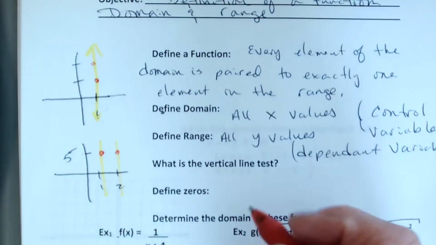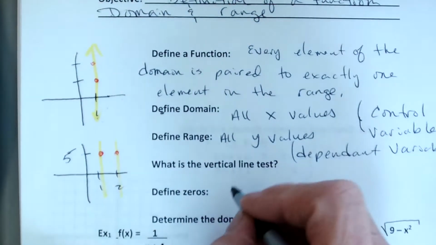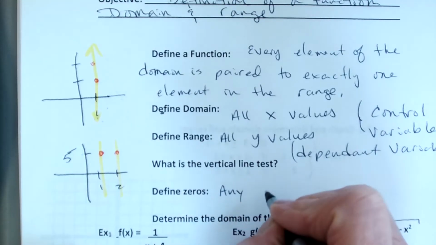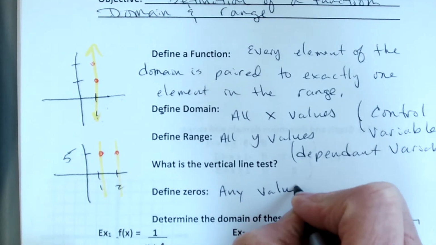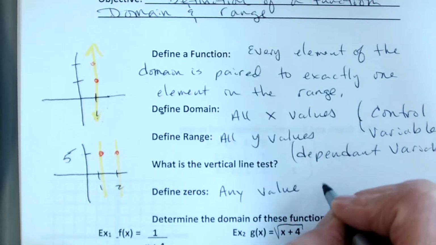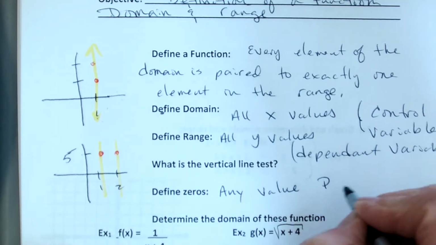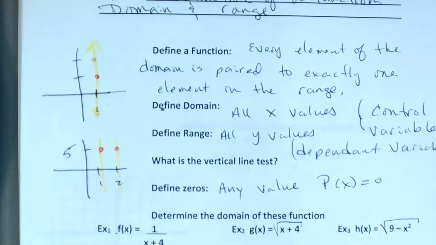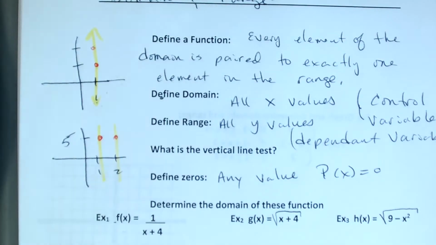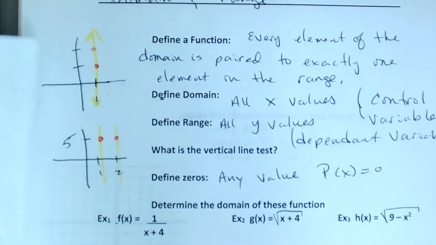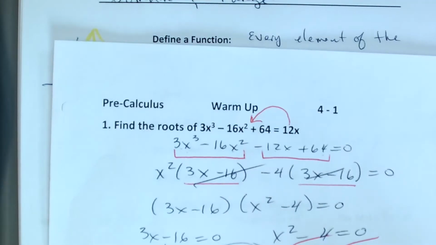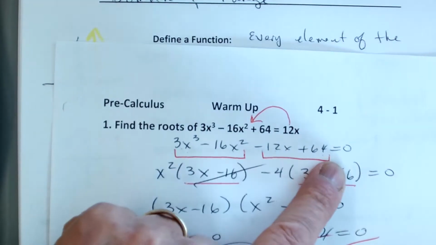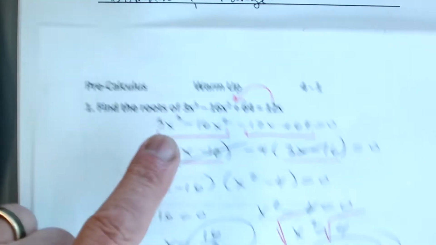Zeros, define zeros. Zeros are any value of x that makes p of x equal to 0, okay? Any value. So we've got to be careful because we've seen imaginary answers can be 0. So let me go back to our warm-up, okay? Real quick, our warm-up. That's a 0. Believe it or not, if I plugged it into here, the answer would be 0. It really would. Okay, hold on, I'm sorry.